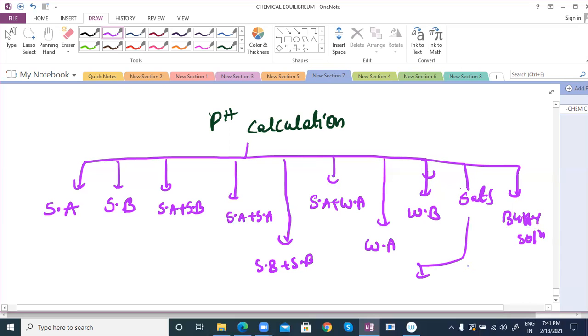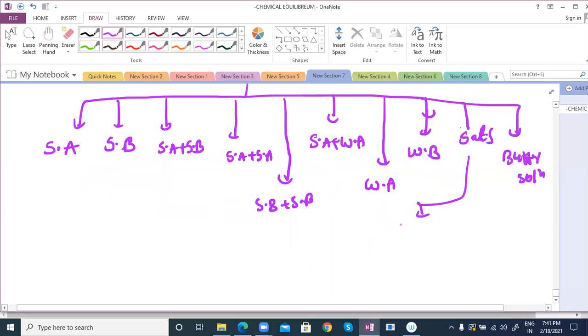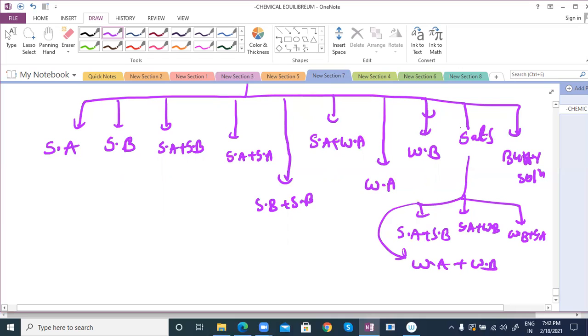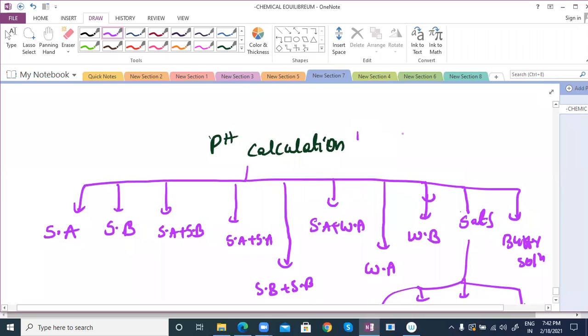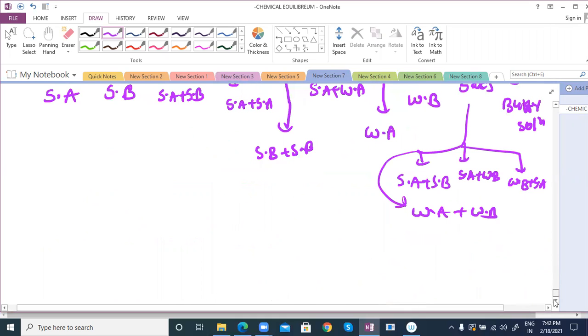Salts means you may get different types of salts, which are a combination of the already given acids and bases: strong acid plus strong base is one type, strong acid plus weak base another type, weak base plus strong acid, and the last one, weak acid plus weak base also. So these are different types of calculations. All these are pH calculation. In every case our final target is pH calculation. So you can see how to do all these things. We can discuss a few examples of each one so that you understand.